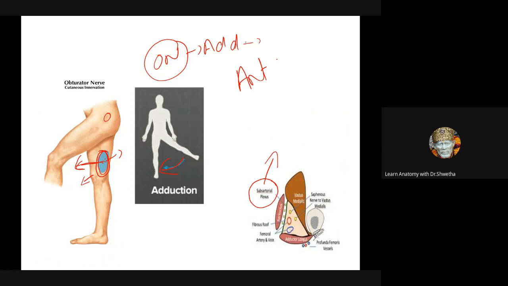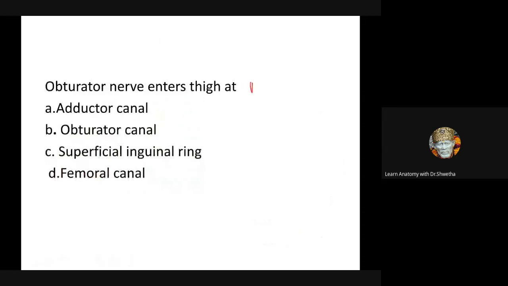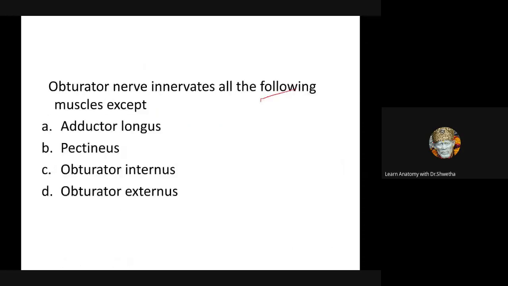So, students, which joints does the obturator nerve supply? Knee joint and hip joint. Very good. Now, MCQ: obturator nerve enters the thigh at adductor canal, obturator canal, superficial inguinal ring, or femoral canal? Obturator canal. Excellent. Obturator nerve innervates all of the following muscles except adductor longus, pectineus, obturator internus, obturator externus. Obturator internus. Excellent. It is supplied by the nerve to obturator internus. The answer is correct.